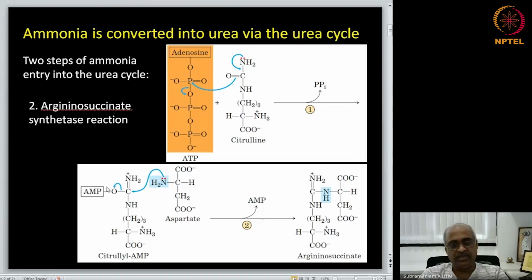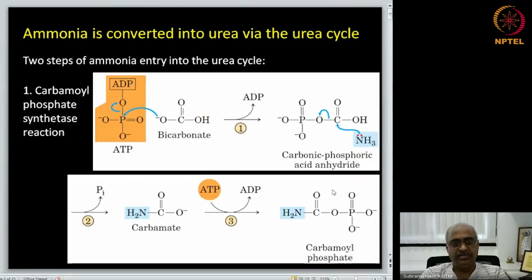Once this is hydrolyzed, this is going to be an alcohol group and then an amino group, so it's an amide linkage that's going to form. So this is argininosuccinate. The nitrogen in aspartic acid is now part of the argininosuccinate, and that's why this is colored. So this is one entry, and here again the color shows the ammonia group itself. So this is the other entry.